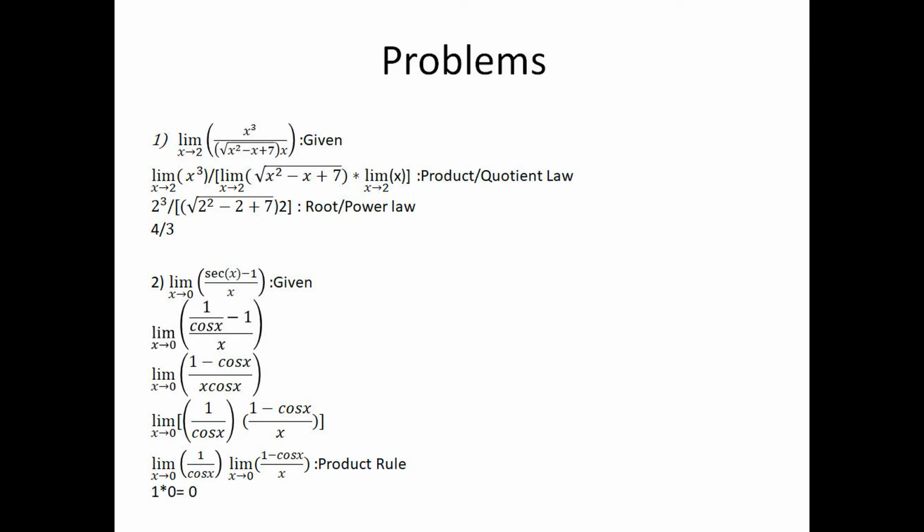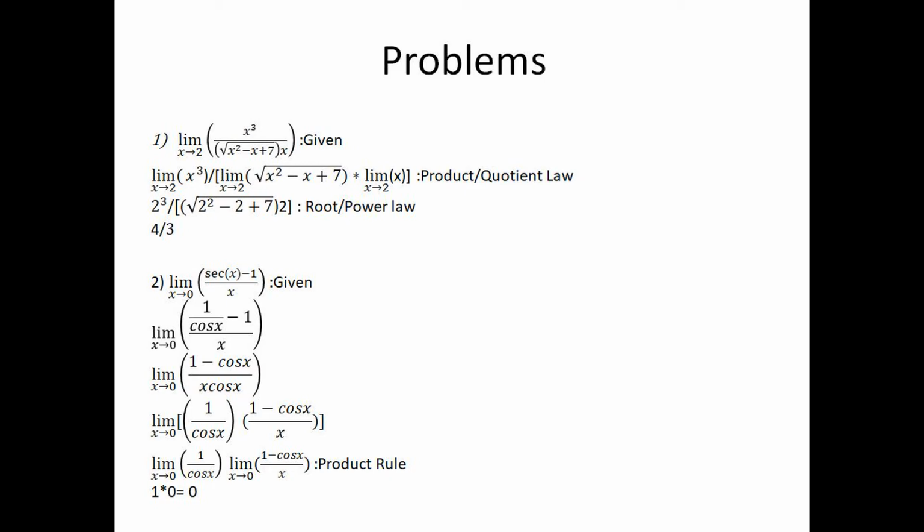The second problem we have has a little trigonometry in it. We've got the limit of secant x minus 1 over x as x approaches 0. So we have to do a little algebraic simplifying before we can use any of the rules that we've learned.